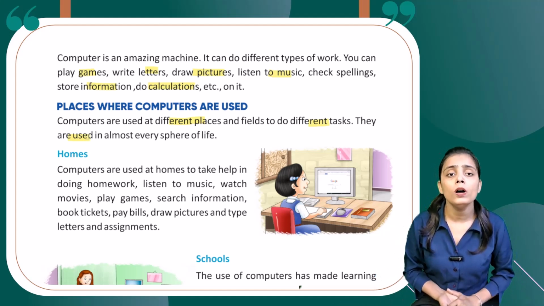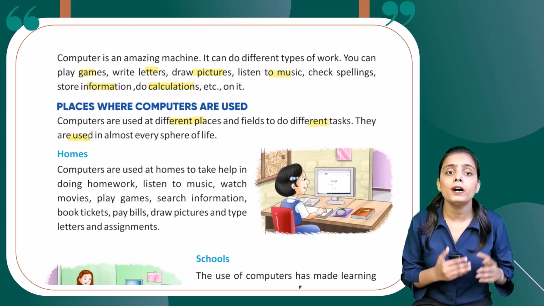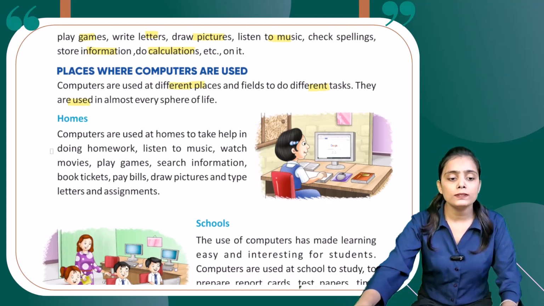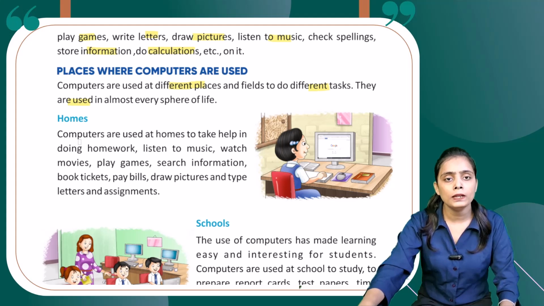As I told you, आज के टाइम में कंप्यूटर हर जगह ही यूज हो रहा है. So let's see the very first example or place where computer is getting used, which is your home. Computers are used at home to take help in doing homework, listen to music, watch movies, play games, search information, book tickets, pay bills, draw pictures and type letters and assignments.